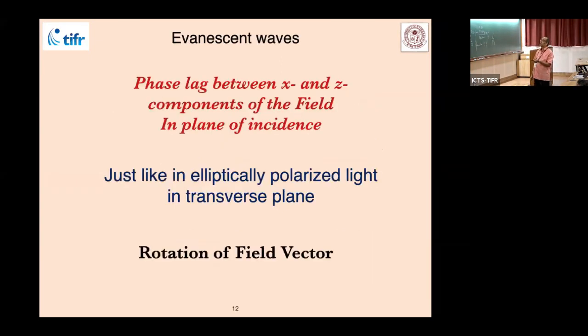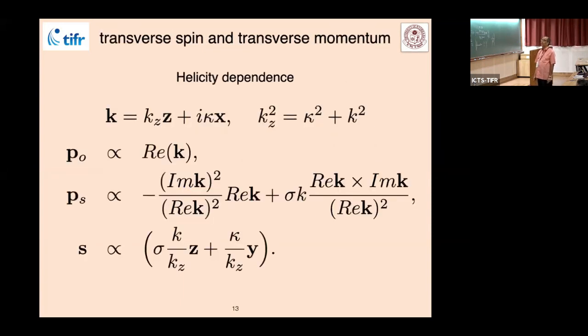Let's now have a closer look at the expressions. As I said, this wave vector now is complex. If you take the z component, kz is the z component of the wave vector. It has a transverse component which is purely imaginary, given by kappa. Of course, kz squared plus the imaginary kappa squared has to add up to k squared, so k squared equals kz squared minus kappa squared.